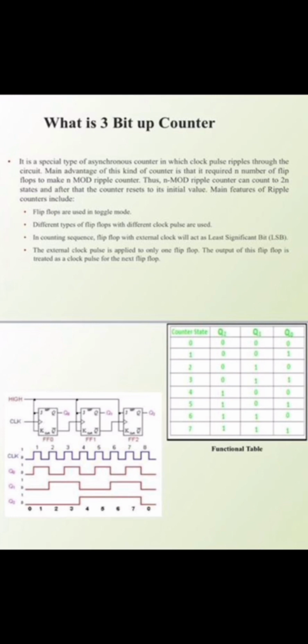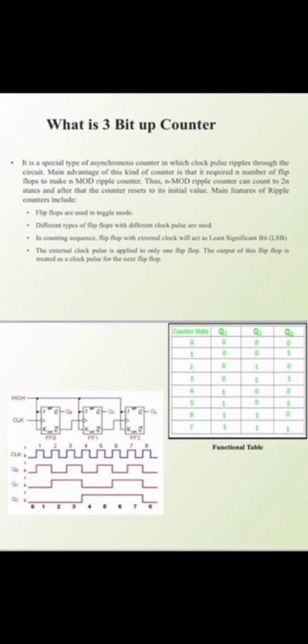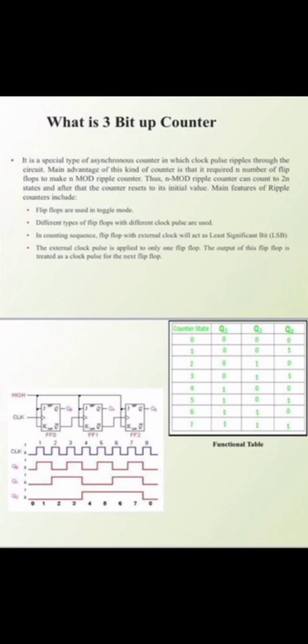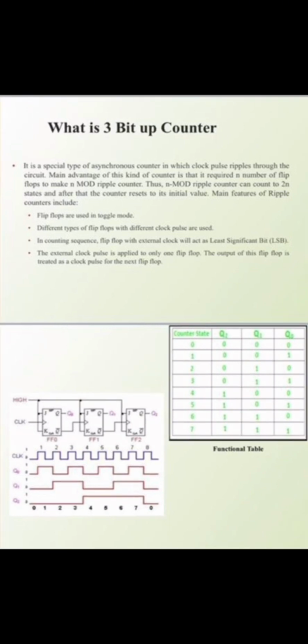This N-mod ripple counter can count 2^n states, and after that the counter resets to its initial value. The main features of ripple counters include that flip-flops are used in toggle mode. Different types of flip-flops with different clock pulses are used.